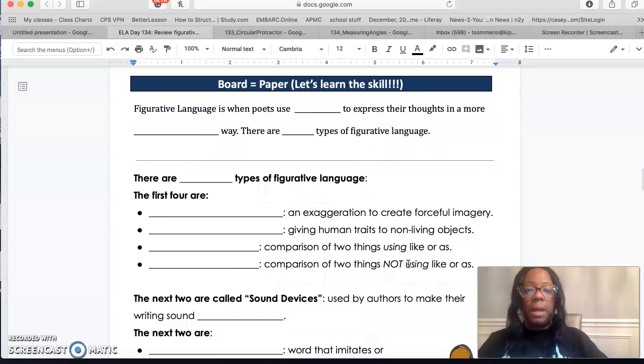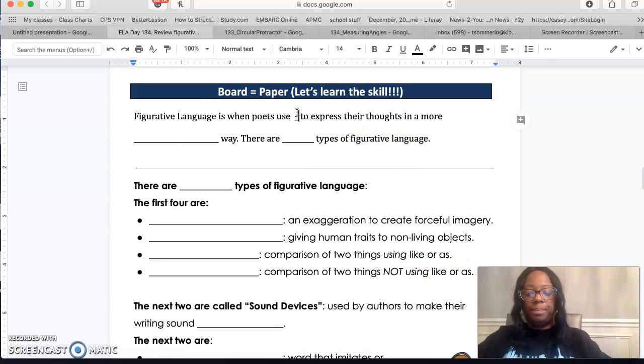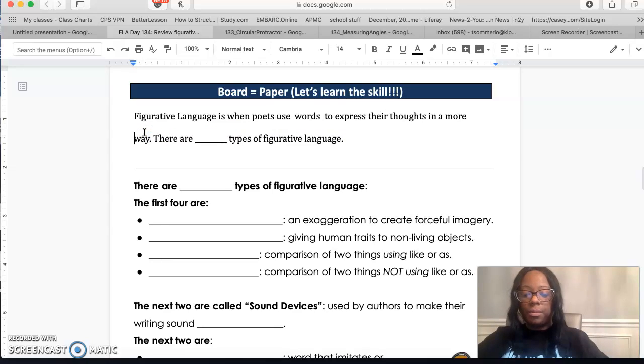Now, flip the page. We are moving on to board equals paper. Figurative language is when a poet uses what? Words to express their thoughts in a more exciting way. There are 6 types of figurative language.